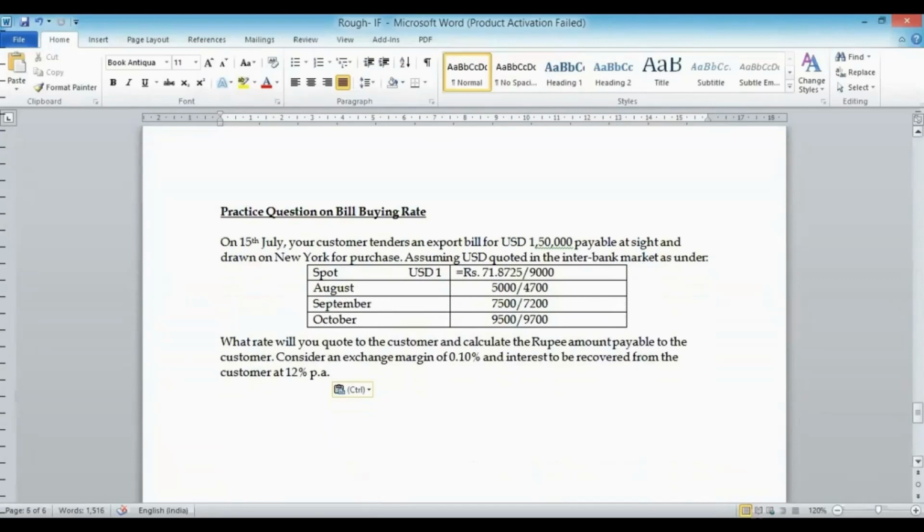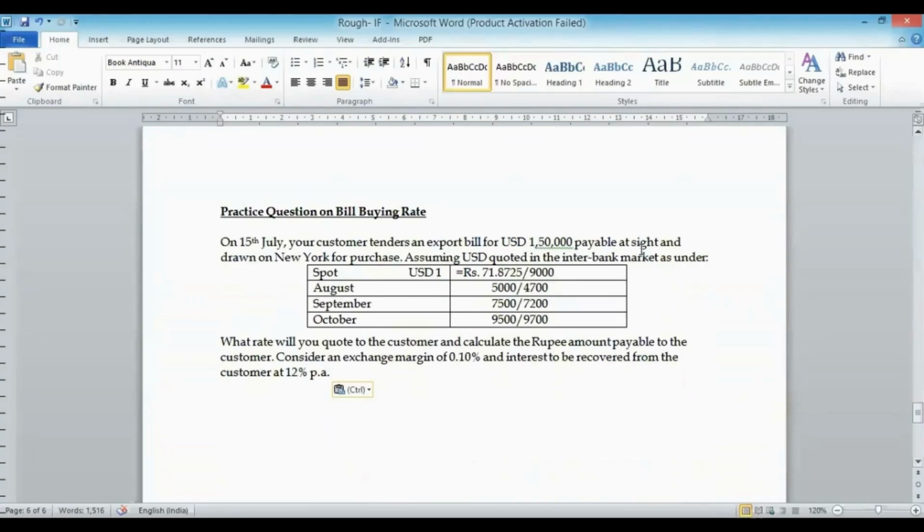I read the problem so that we can have the understanding of the problem itself, that what the question says. On 15th July, your customer, when it says your customer, that means you are the bank. And again I am saying that when you have to calculate the forward rate, always consider yourself as bank only. So your customer tenders an export bill for USD 1,50,000.